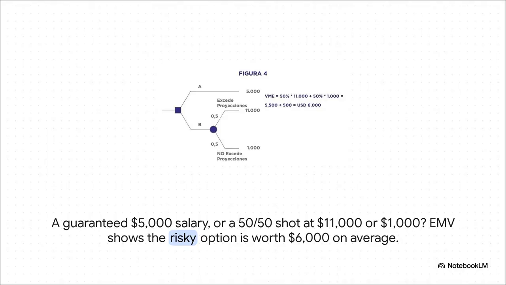Would you take a guaranteed $5,000 salary or a riskier deal with a 50-50 shot at making $11,000, but also a 50-50 shot of making only $1,000? Let's do the EMV. Okay, so 50% of $11,000 is $5,500, and 50% of $1,000 is $500. Add them together, and the EMV of that risky option is $6,000. So, on average, it's actually the better choice.